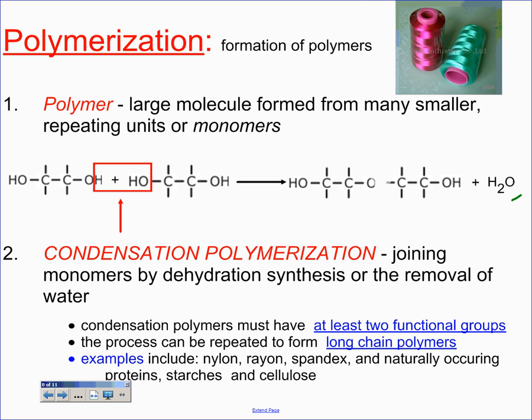Finally, the last type of reaction is called polymerization. Anytime that a question asks you about a long chain that's formed, that's a polymer. Poly means many. Many short units, or many monomers, put together makes a polymer. So a polymer is a very large molecule formed from many smaller repeating units.